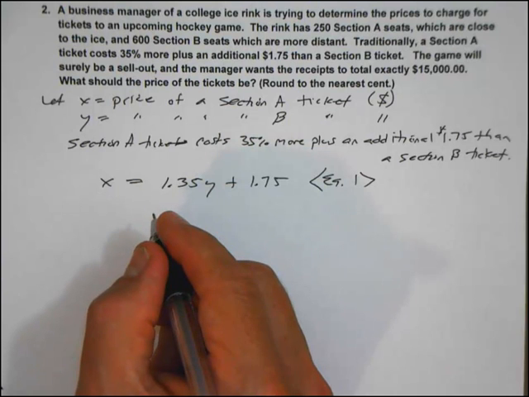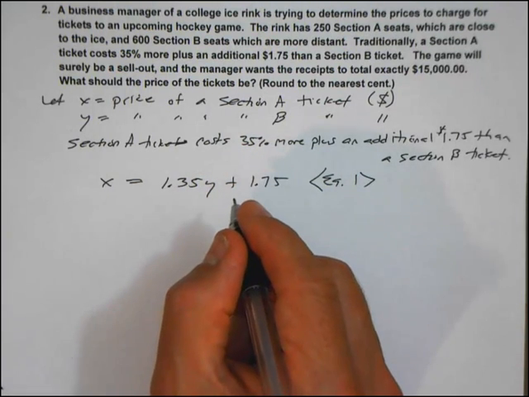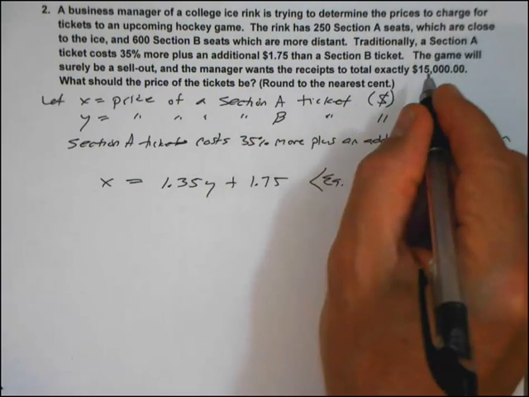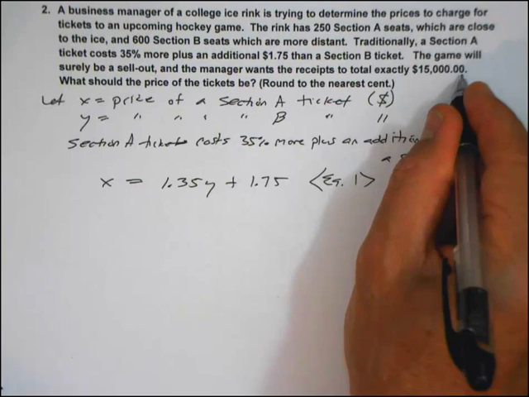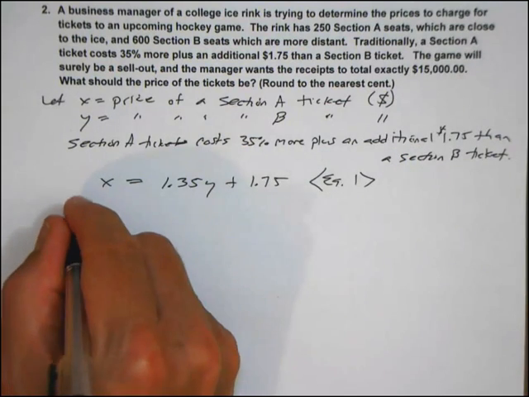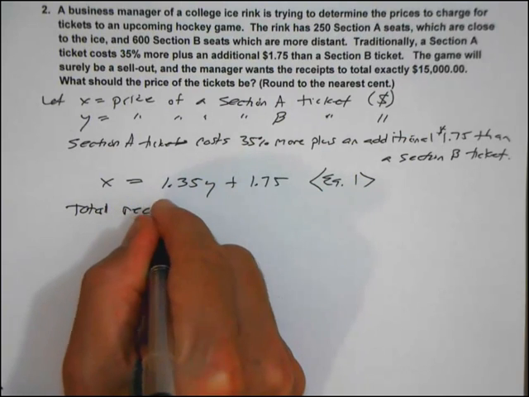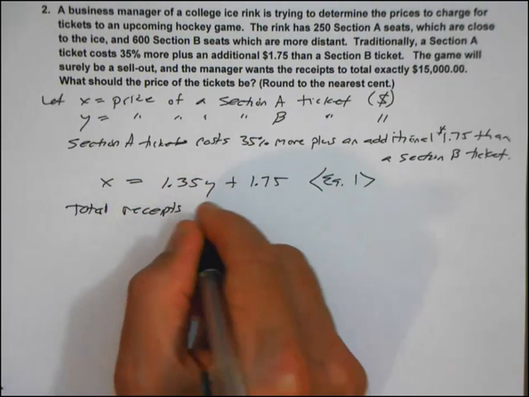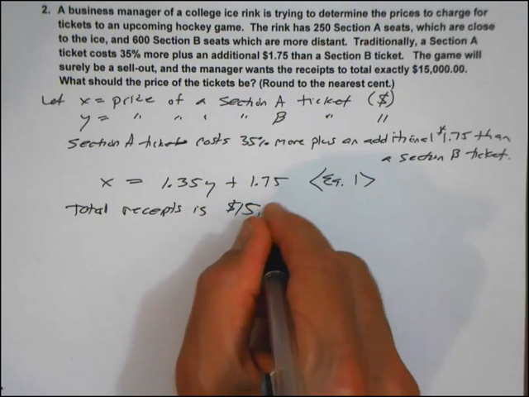Alright, let's look for something else that may serve as a source of equation. This sentence here, the receipts to total exactly $15,000. Total receipts is $15,000.